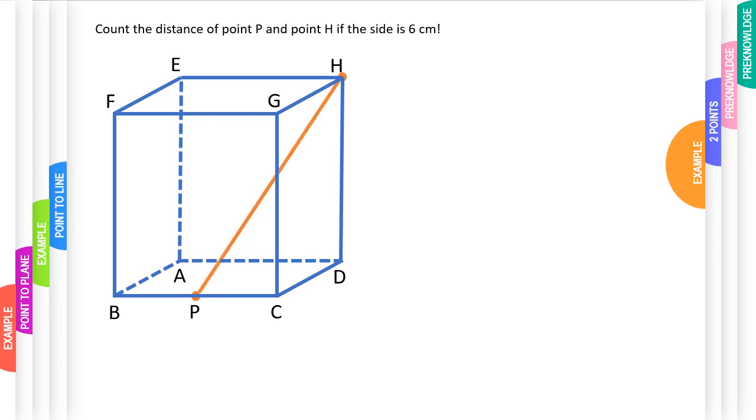To make it easier to do, let's imagine a triangle that connects them. We have triangle PCH now. To make it easier to understand, let's move the triangle. Triangle PCH has right angle in C. So we can find the distance of PH by using Pythagoras theorem.